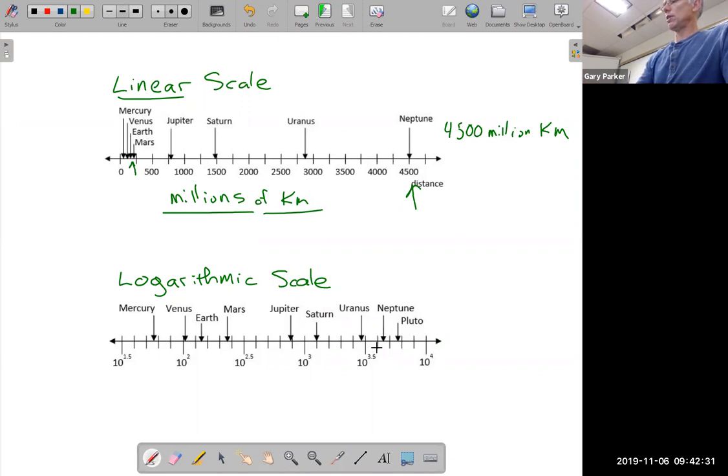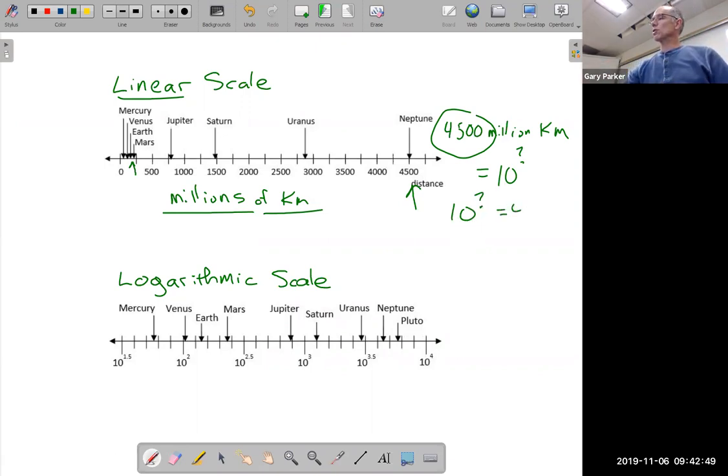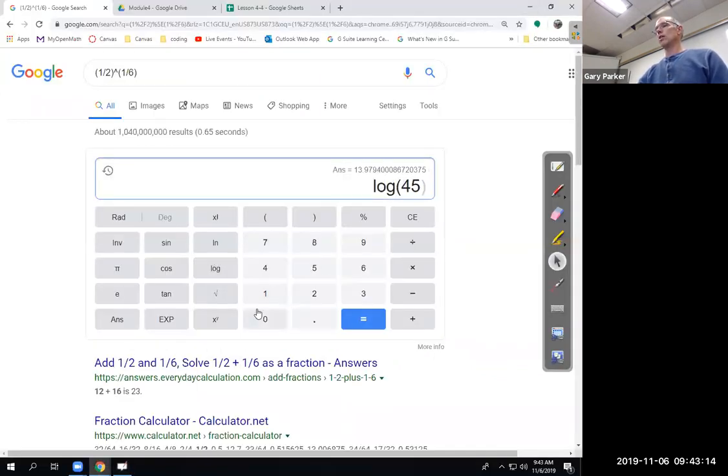I want to convert it to what's called a logarithmic scale, which needs a power of 10. So the question is, 4,500 is equal to 10 to what power? Well, a power is a logarithm. So answering the question 10 to what power equals 4,500 is the same as saying that power is a log, and we want the log of 4500. So we can ask the calculator what power of 10 that is. Log of 4500. The calculator says it's about 3.65.